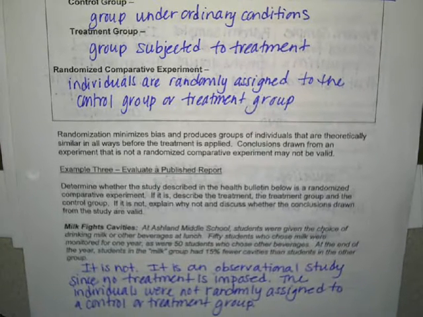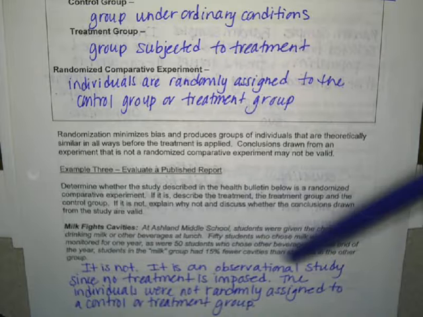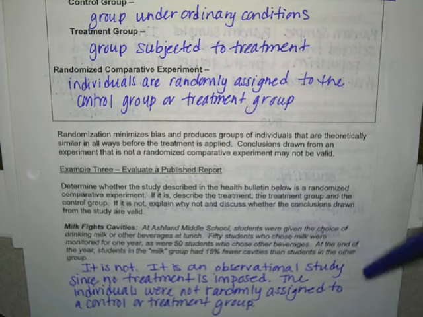this is not a comparative experiment. The main reason being you didn't randomly assign them to a control group and a treatment group. But it's also, plainly, it's an observational study. They're just watching them pick milk. They're not giving them a treatment. They're not saying you 50 have to drink milk and you 50 don't get to drink milk. That would be assigning a treatment. Here, the kids get to choose, and so they're just observing what happens at that point.